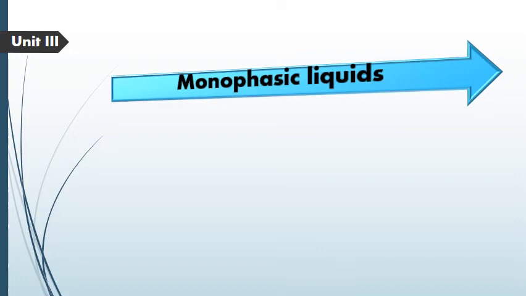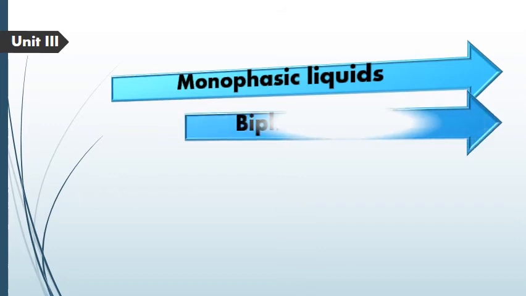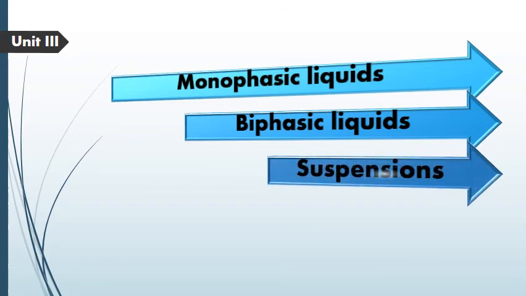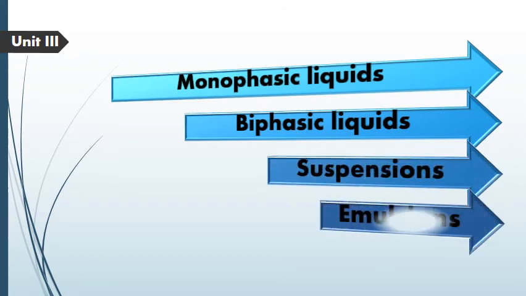Now the next classification of liquid dosage form is biphasic liquids. Biphasic liquids are liquids which consist of two phases. Two phases of liquids are present in these types of liquid dosage form. So basically it consists of suspension and emulsion. One by one we will see what suspension and emulsion are.